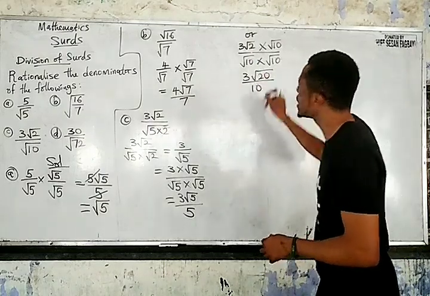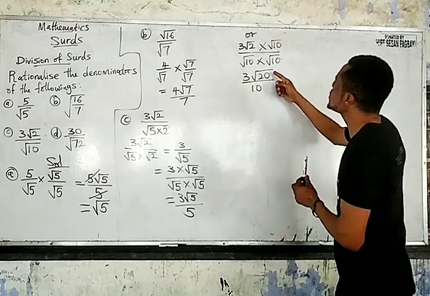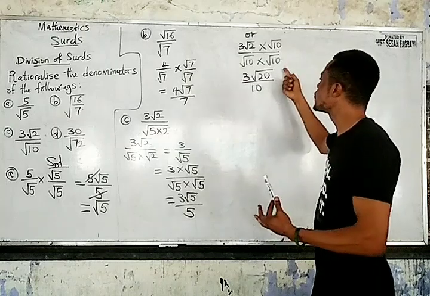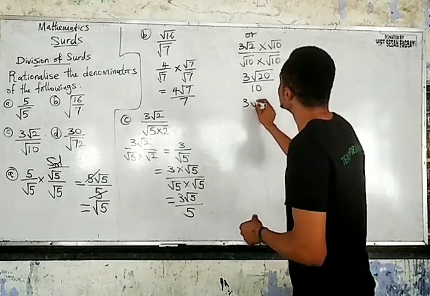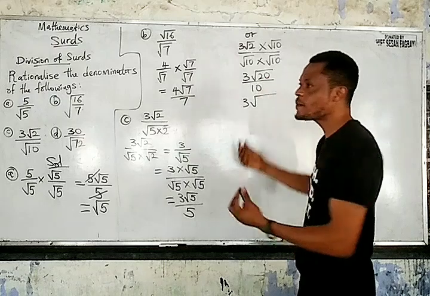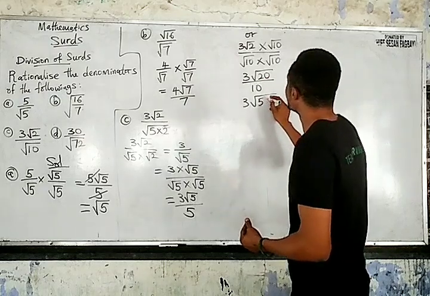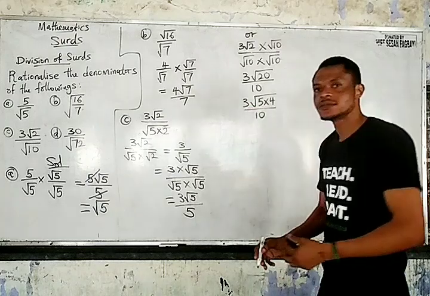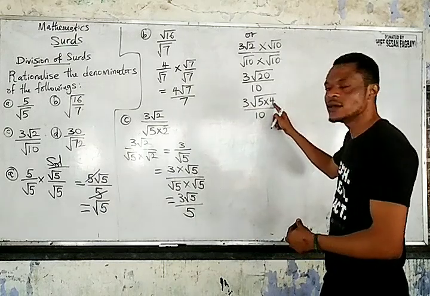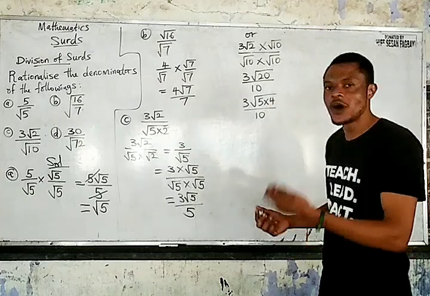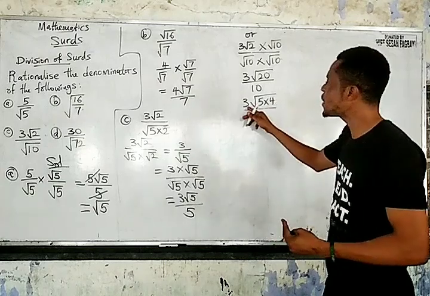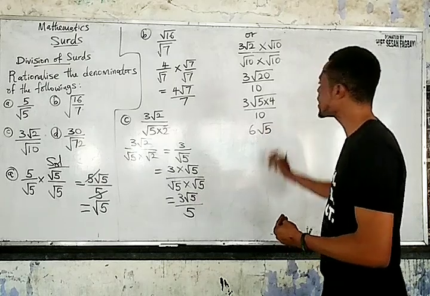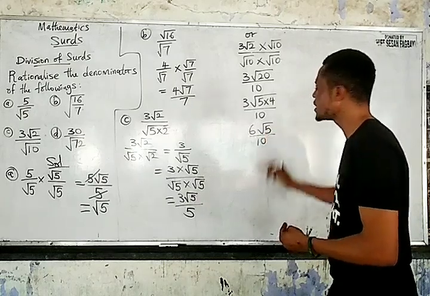We have 10. So we shall now simplify root 20 even further. If we simplify root 20 further, we shall have 3 root. We look for the perfect square. 5 multiplied by 4 will still give us 20, all over 10. So by the time you find the square root of 4, it will give us 2. So the 2 multiplied by 3, we have 6 root 5 all over 10.